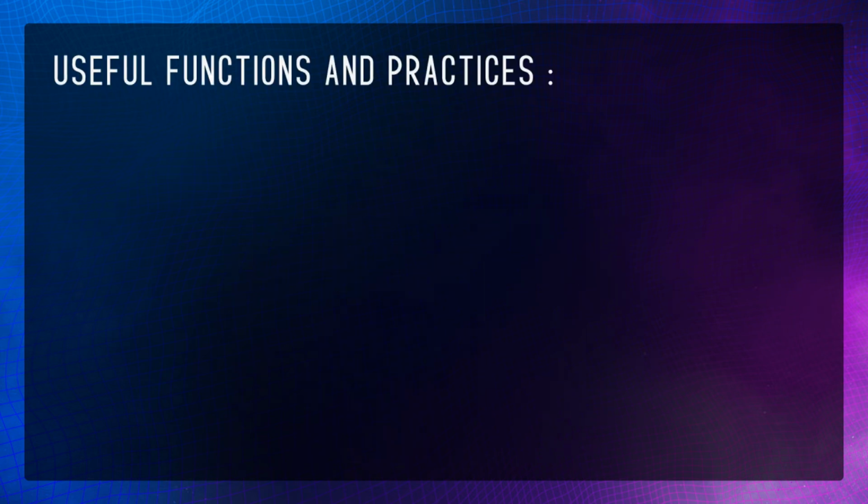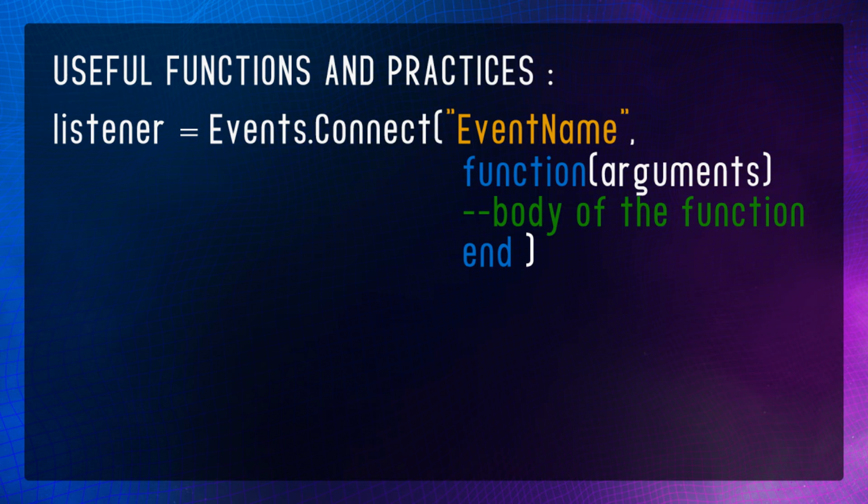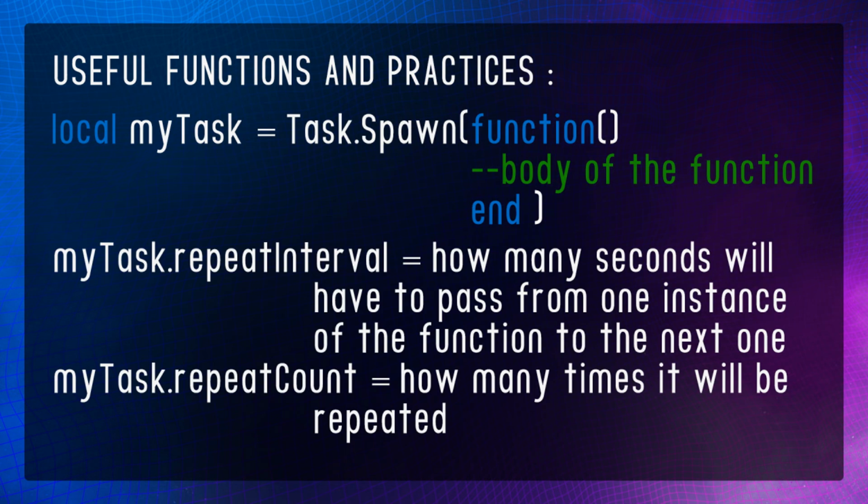Additionally, we will also see two very useful practices. The first one is to write a nameless function when initializing the listener for an event, to not create too many one-use-only functions. The second one will be the usage of the task.spawn, which will create a secondary task in parallel to the main one, so that the functions will be able to act in the same frames, and of the two variables, repeat interval and repeat count, which are respectively how many seconds have to pass from one instance of the function spawned to the next one, and how many times it will be repeated.